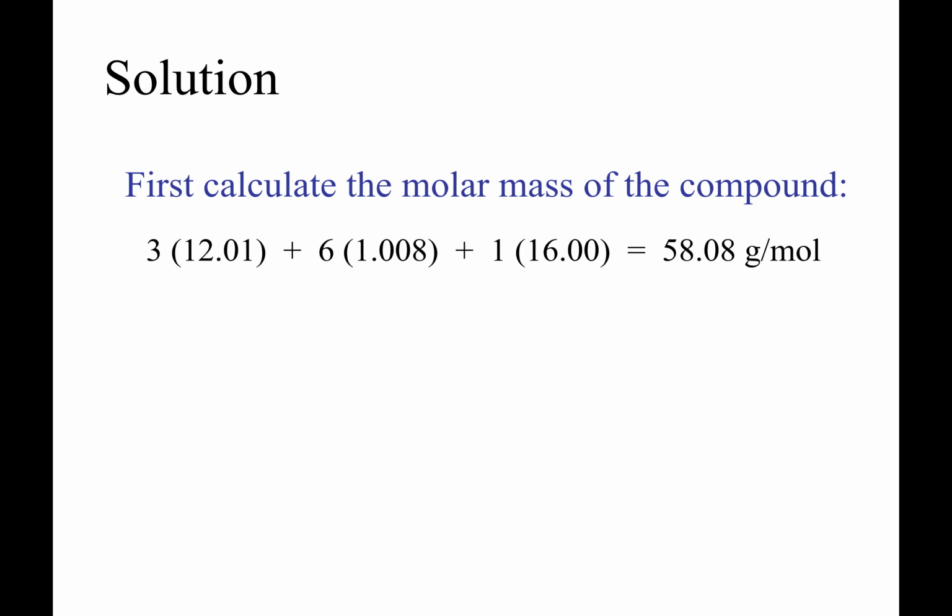So the formula is C3H6O. We have 3 times 12.01 for carbon, plus 6 times 1.008 for hydrogen, plus 1 times 16.00 for oxygen. So 1 mole of acetone will weigh 58.08 grams.